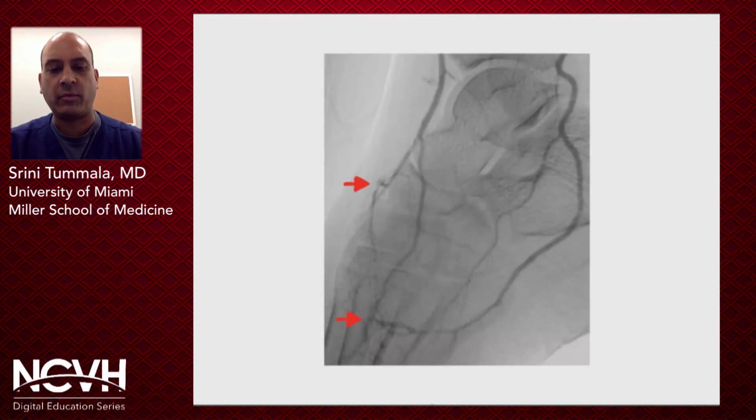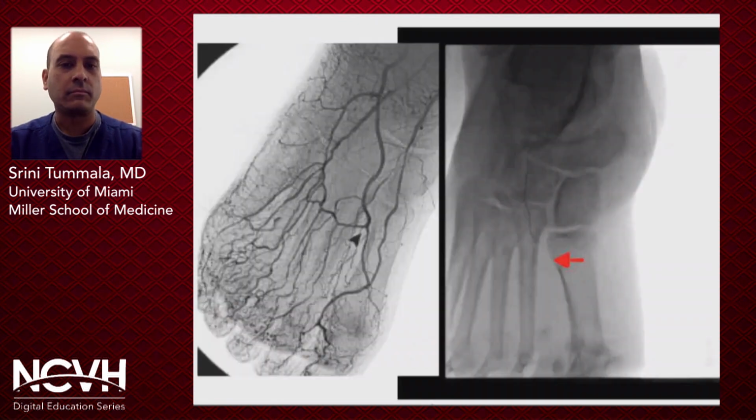So here's an example of basically what we talked about. This is a CLI patient who has an occluded distal dorsalis pedis artery. The proximal part of the pedal loop is occluded. We did an antegrade access. And I want to show you what it looks like when you recanalize a pedal loop.